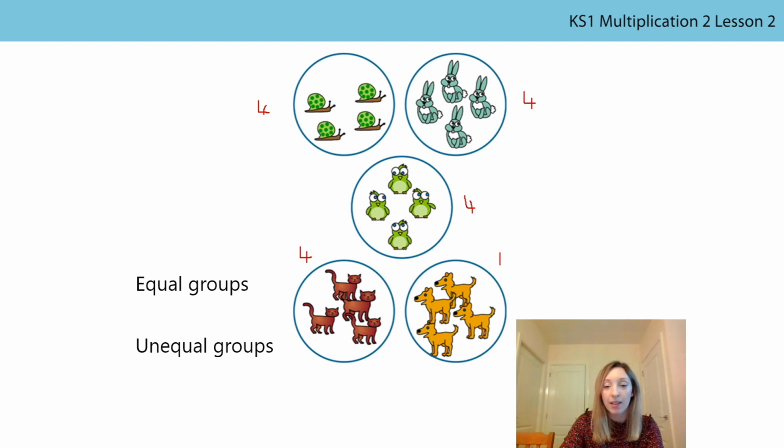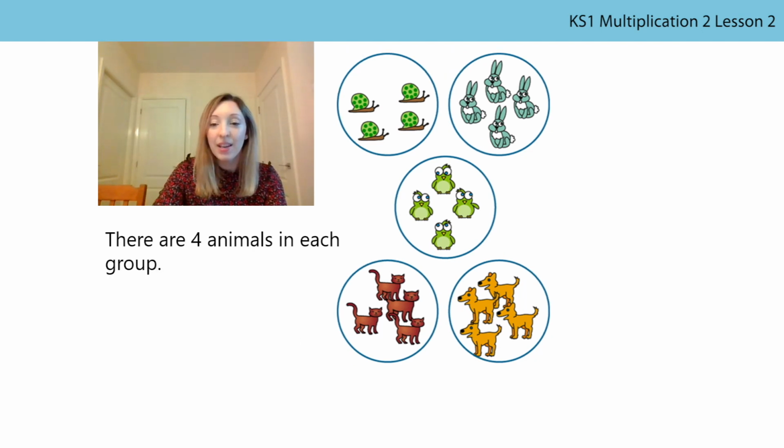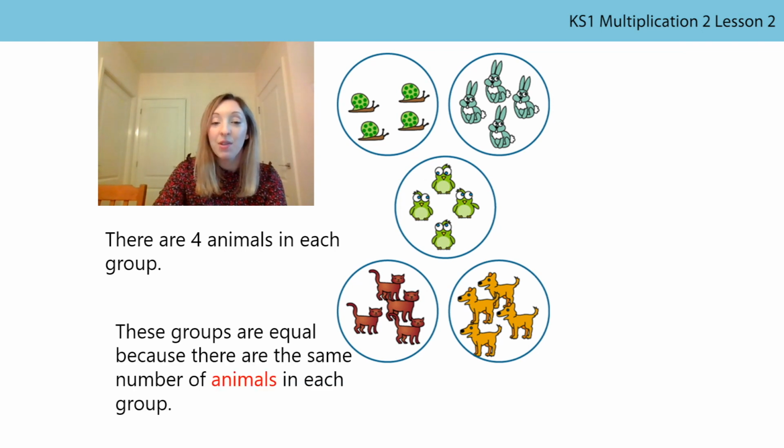Brilliant, 4 dogs. So if there are 4 snails, 4 rabbits, 4 birds, 4 cats and 4 dogs, does that mean that they are in equal groups or unequal groups? Super, the animals are in equal groups. Brilliant. We know that these animals are in equal groups because there are 4 animals in each group. So there's the same number of animals in each group. Can you say this sentence with me? These groups are equal because there are the same number of animals in each group.